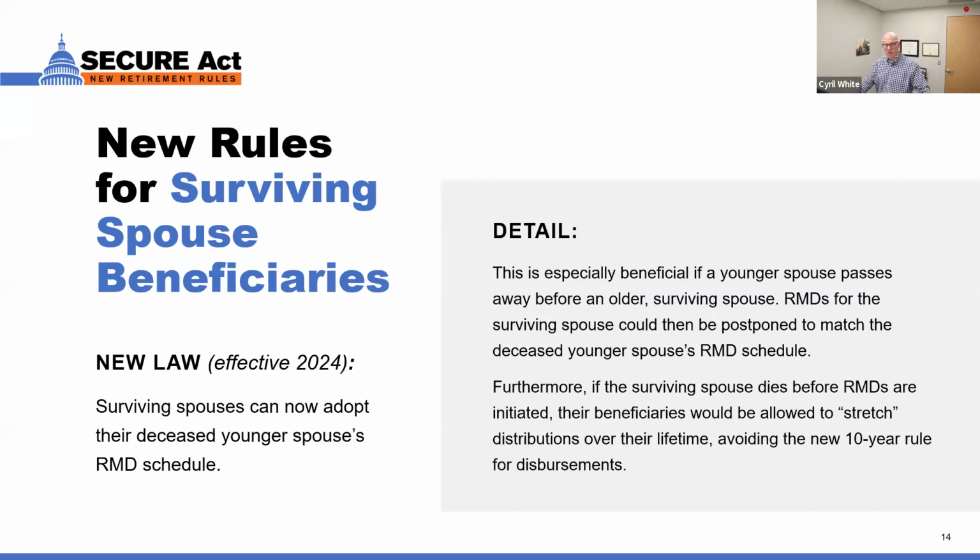In addition, if the surviving spouse dies before the RMDs are initiated, their beneficiaries would be allowed to stretch the distributions over their lifetime, avoiding the new 10-year rule for disbursements. So younger spouse dies, older spouse inherits the younger spouse's IRA. They then don't start taking their RMDs yet because they're not old enough, and they die. Then their beneficiaries, who are usually the children, but don't have to be, would not have to take that money out over 10 years as the new law states. They could then use their own younger required minimum distribution tables so that they're not paying as much tax sooner.